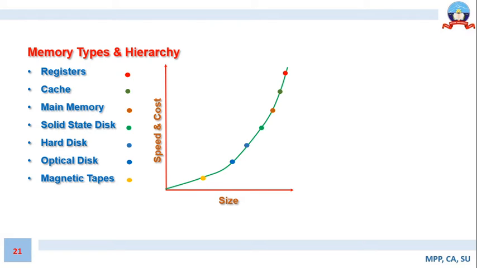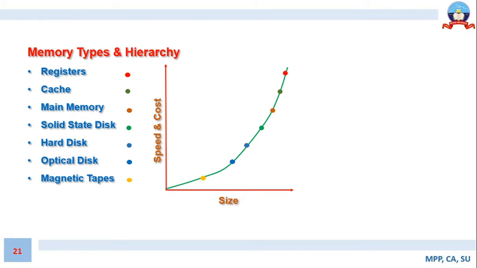So you have speed and cost versus size. As the size grows, the cost will also grow, and it's very high speed memory. Then comes main memory. Then you have solid state disk. Then you have hard disk. Then you have optical disk, and eventually you have magnetic tapes.